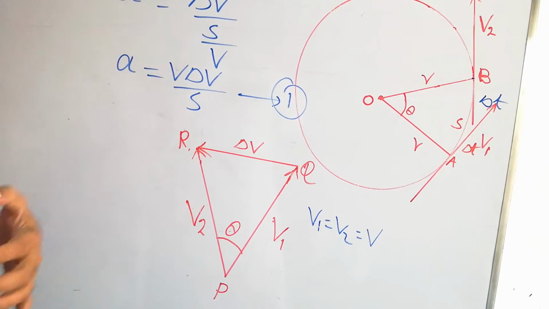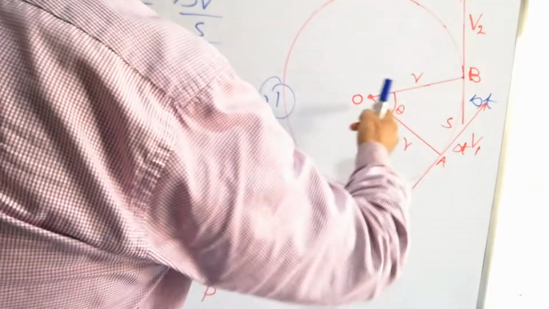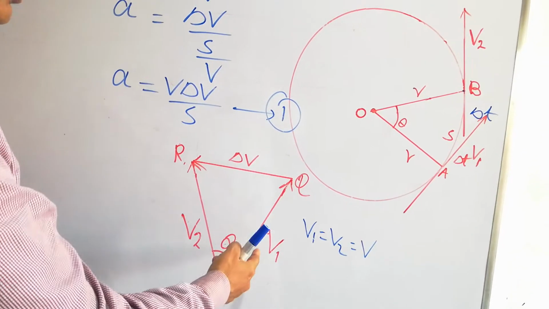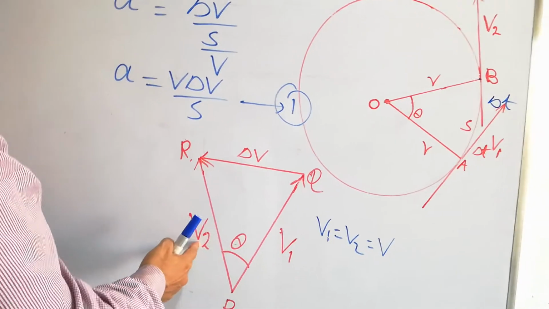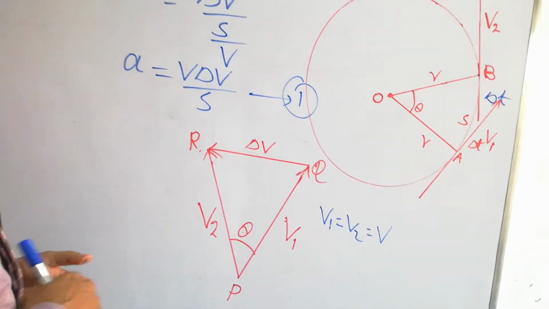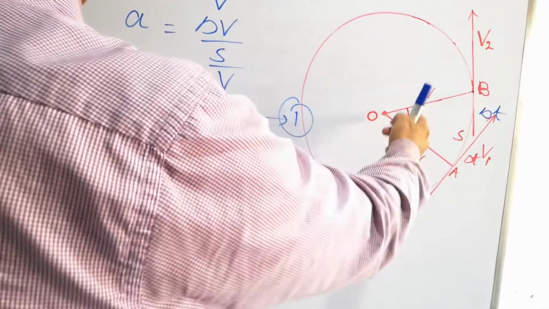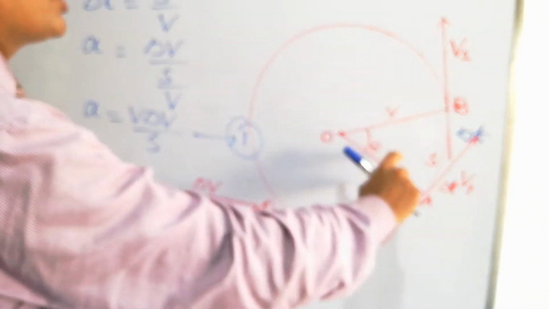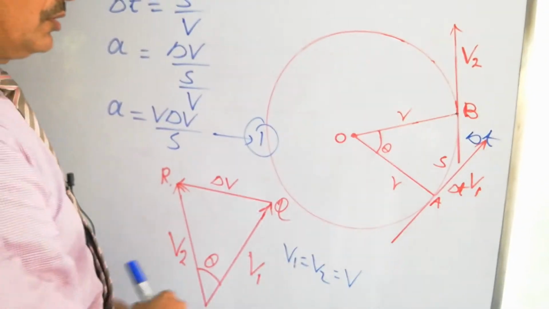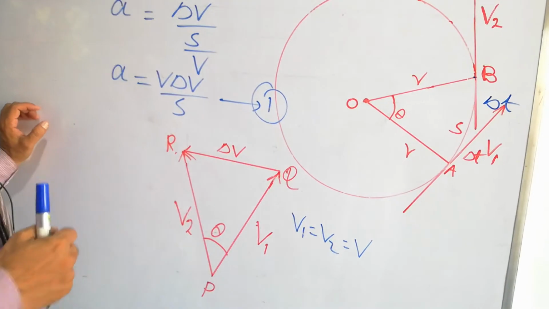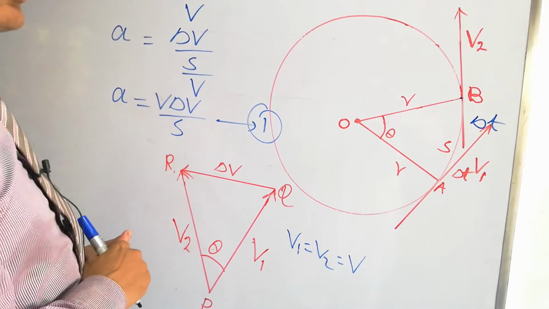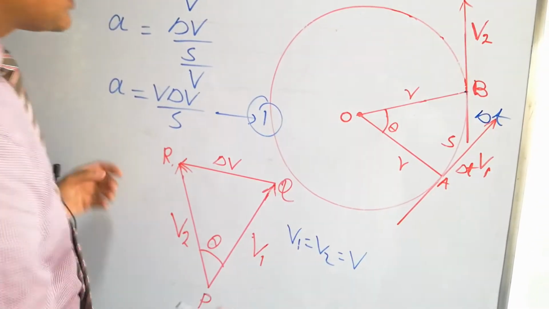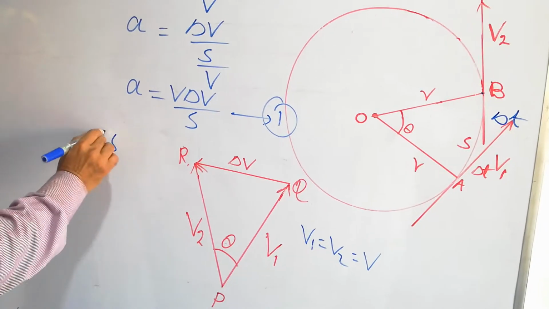Look at these two triangles. One is AOB and the other is QPR. This segment and this segment, both segments are equal in magnitude. Similarly, OA is equal to R and OB is equal to R, so both segments are equal. According to mathematics, if two sides are equal, then the angles opposite them are also equal. So these two triangles are called isosceles triangles.